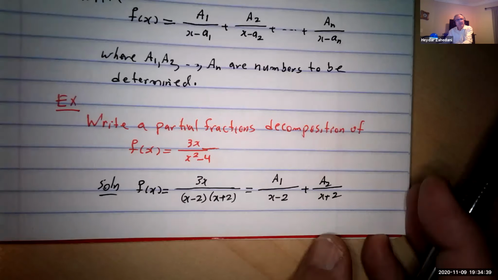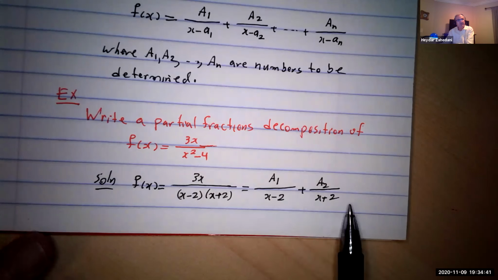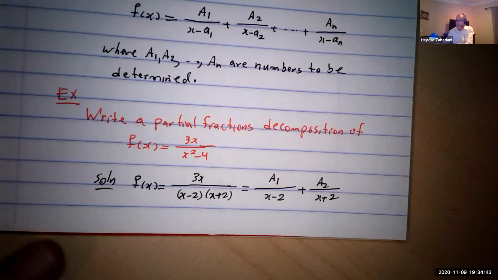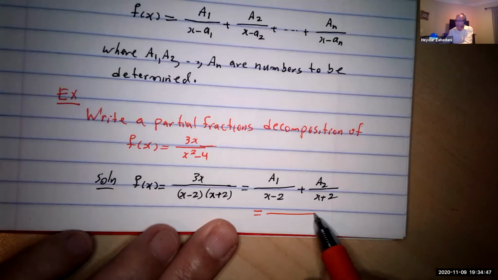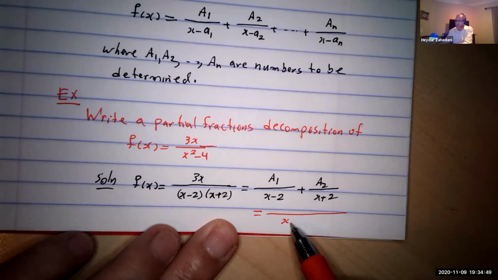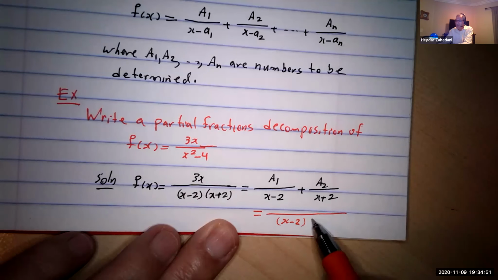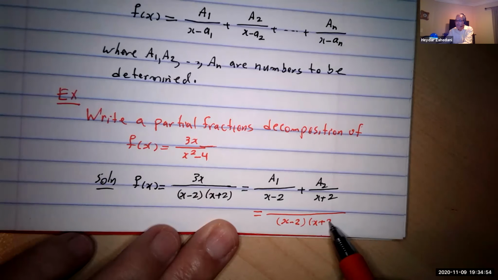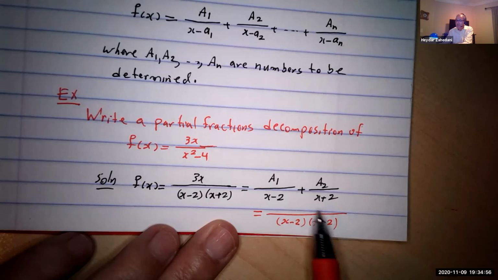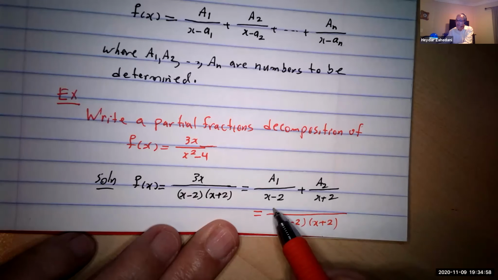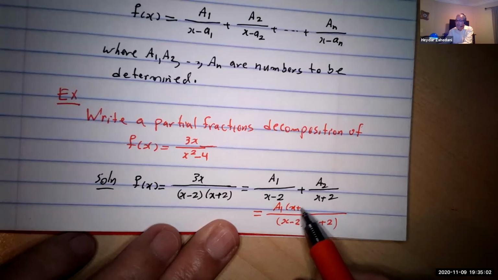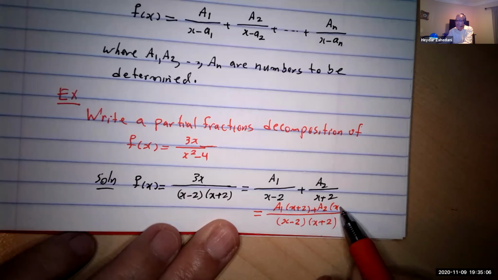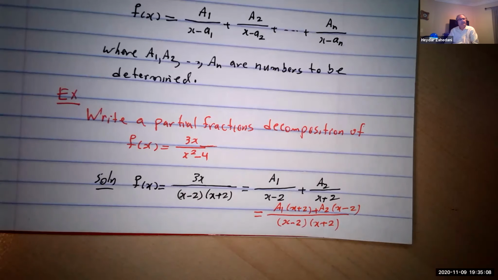Now how are you going to do it? You just continue over here. Find the common denominator. So this is going to be equal to the common denominator, x minus 2 times x plus 2. The top is kind of cross multiplication. It's going to be a1, the missing factor is x plus 2, plus a2, the missing factor is x minus 2.